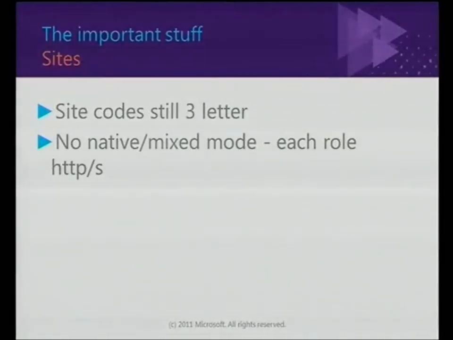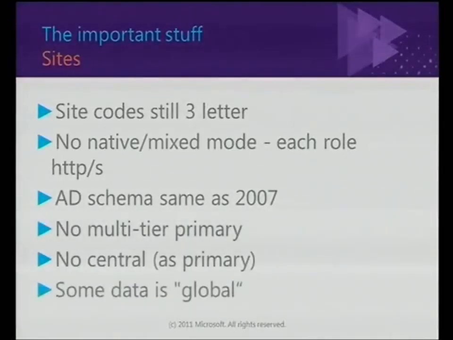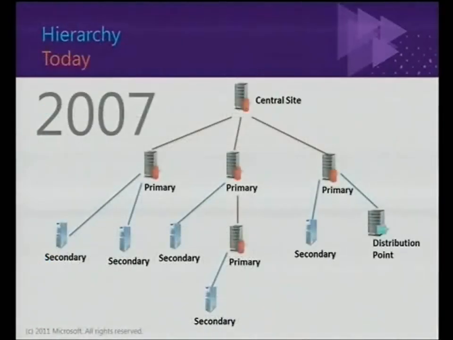It just is what it is, and you choose per site system whether it's HTTP or HTTPS, or both. The scheme is the same as 2007. No multi-tier primary, which means you get no centrals, and some data from that primary layer. If you do have a central administration site, a CAS, above it, some of that metadata is called global and does replicate all around, which is really nice. Secondary site data is replicated via SQL out to the secondary sites.